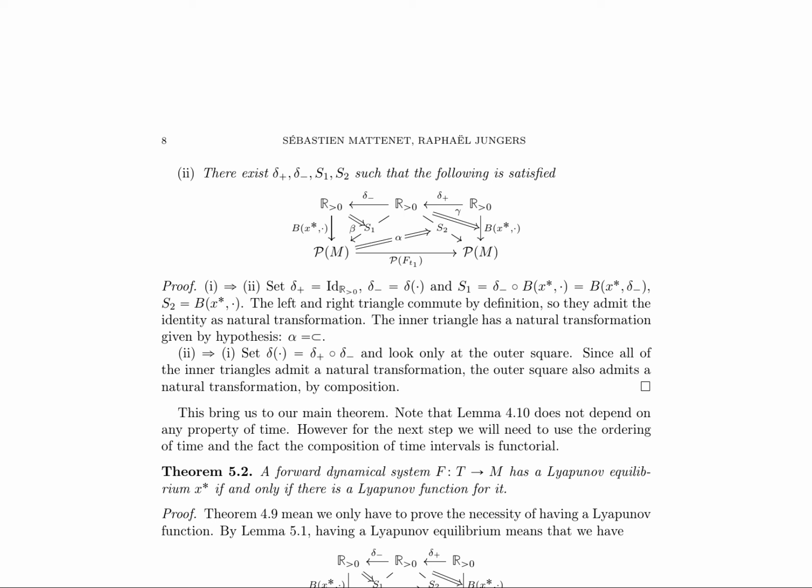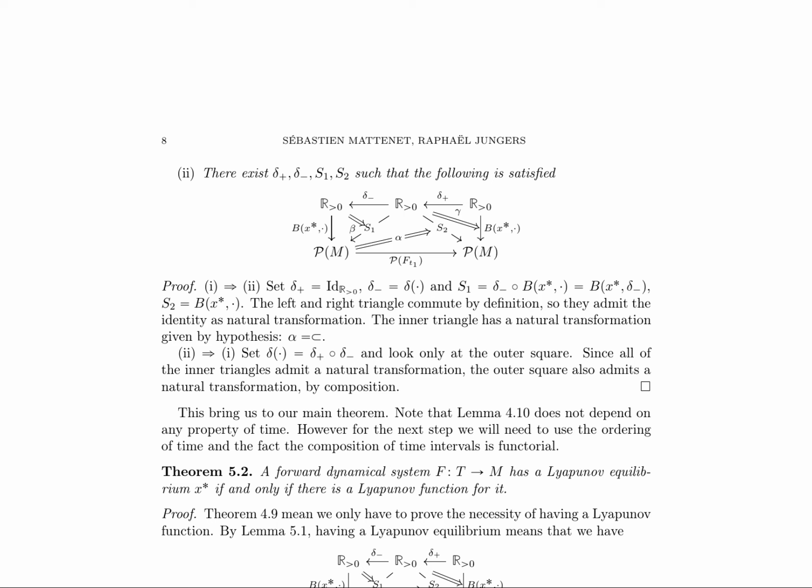The authors provide a proof for the equivalence of having a Lyapunov equilibrium and a Lyapunov function in forward dynamical systems. They establish this connection through theorem 5.2, which states that a forward dynamical system F from T to M has a Lyapunov equilibrium X if and only if there exists a Lyapunov function for it. To prove the necessity of having a Lyapunov function, the authors utilize lemma 5.1, which implies that the existence of a Lyapunov equilibrium means the existence of certain commutative diagrams involving ρ, p, m, and delta.